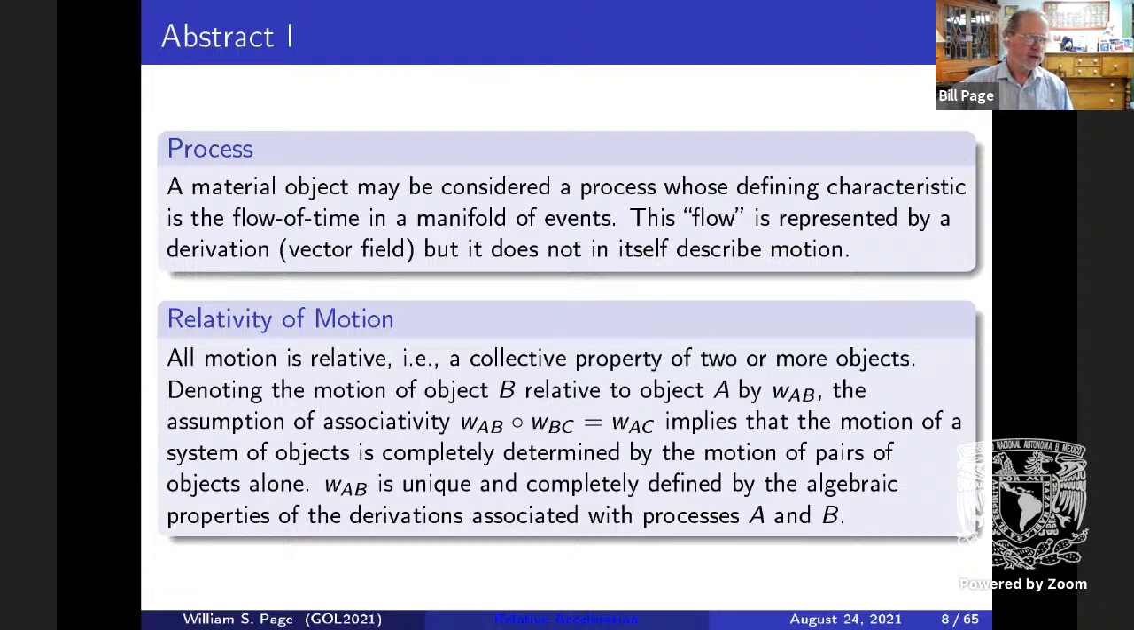As something fundamental to the notion of a material object. And also, we want to insist that all motion is relative, that it's a collective property of objects rather than being a property of an object in itself. And that motion is something that can be composed, so that we want to insist that the composition of motions is uniquely defined, and so we want to ask the question of whether motion itself is a physical property, even though it's not associated with any one body.